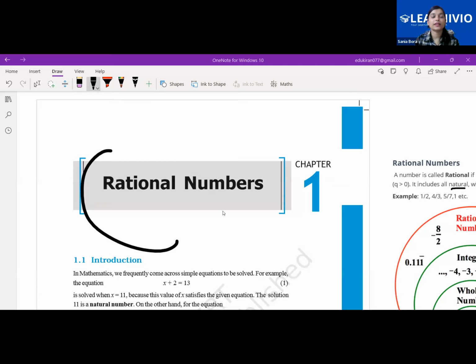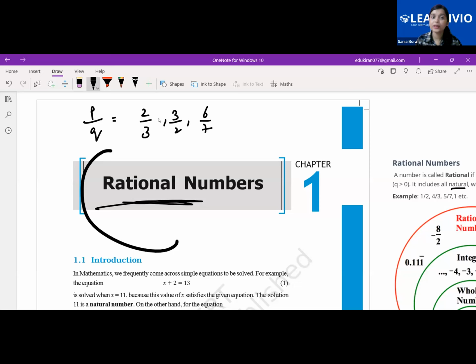Okay. Now, students, let's just start with a fresh mind. Fresh class, fresh chapter, everything fresh. First is rational numbers. So what are rational numbers? Rational numbers are those numbers that can be represented in p upon q form, like in the fraction form. For example, 2 by 3, 3 by 2, 6 by 7, they all are rational numbers because they are represented in p upon q form.